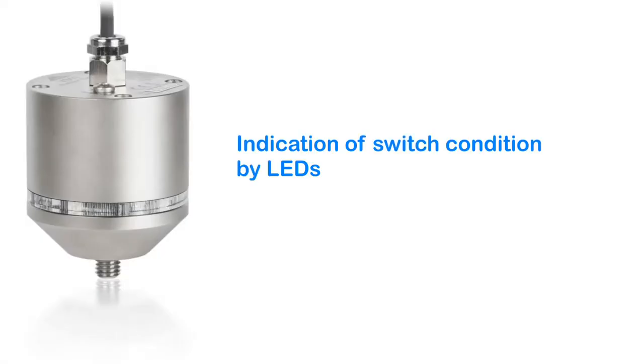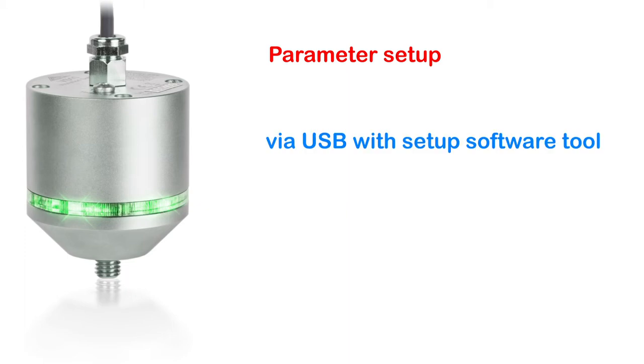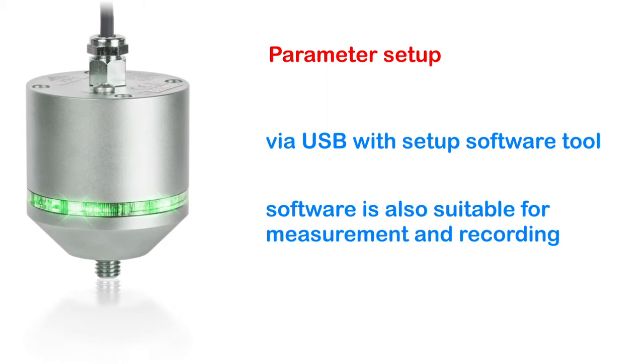Optical information about the current alarm condition is provided by green and red LEDs with 360-degree visibility. The setup process is done by means of a USB interface, and the supplied PC software tool. This software also allows measurement and recording with the vibration switches. There is a multitude of setup options to adapt the vibration switch to your application.